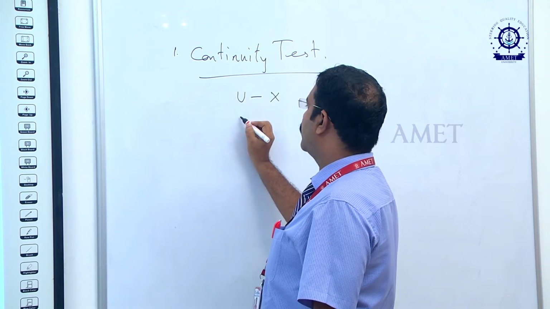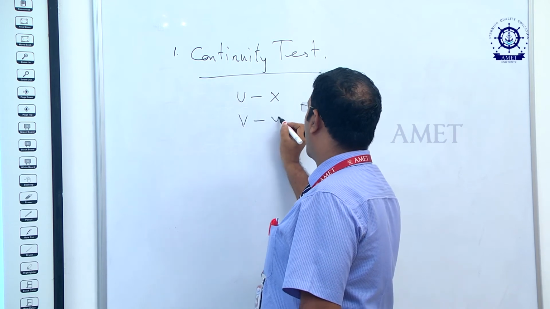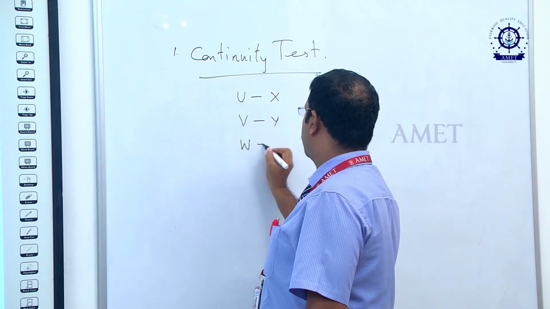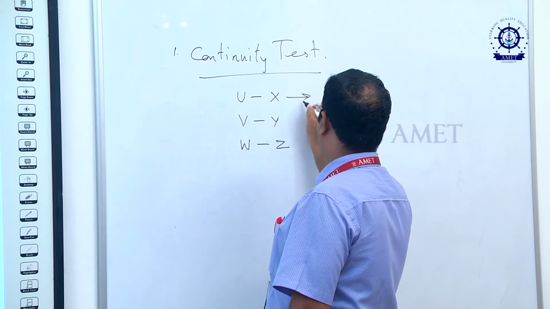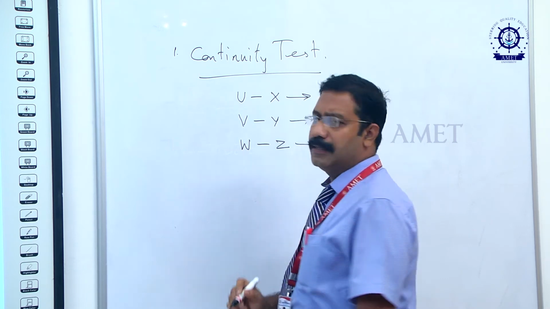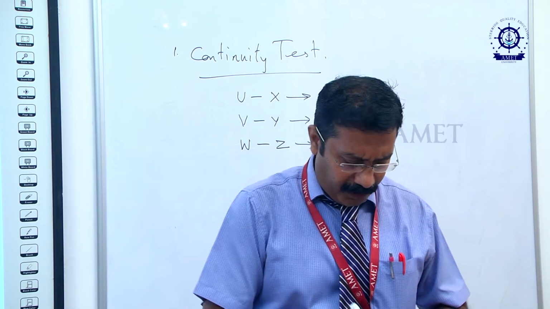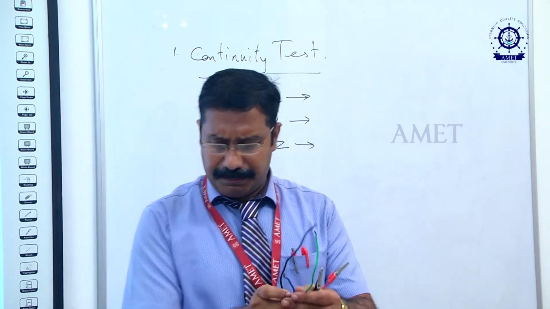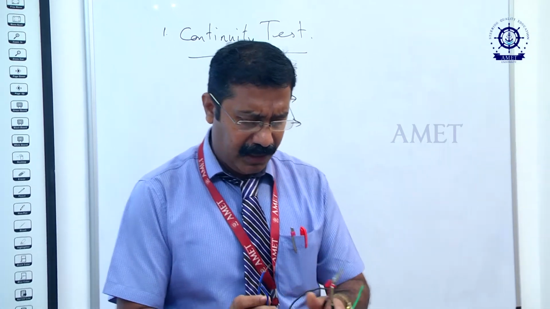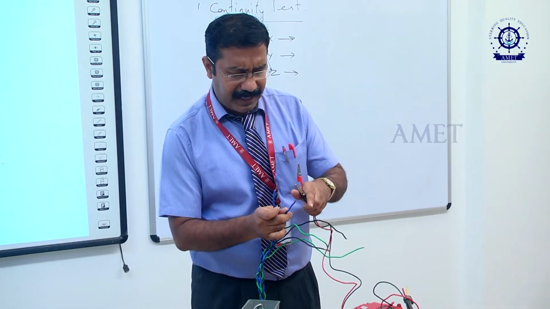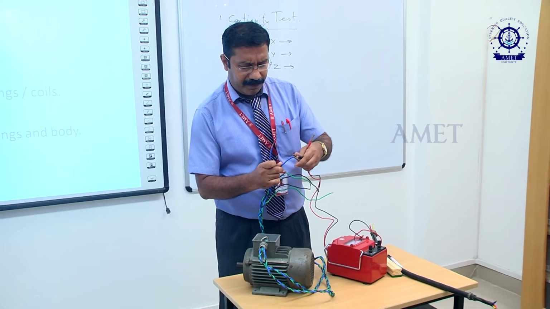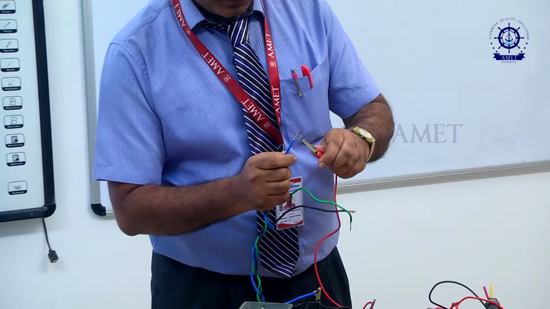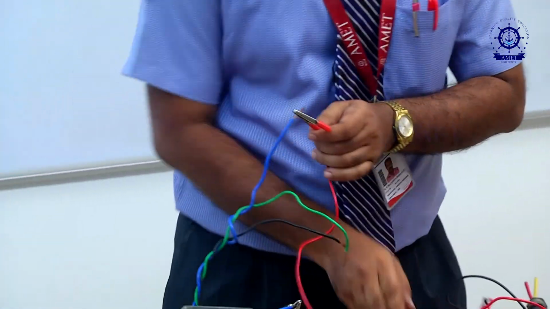Y phase, what are the terminals? V terminal and Y terminal. B phase is W terminal and Z terminal. For all these terminals I have to measure the continuity. For simplicity and ease, we have used the same color wire for each phase of the 3-phase windings: blue for R phase.